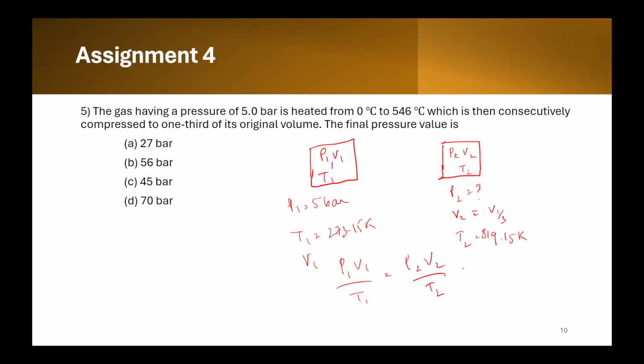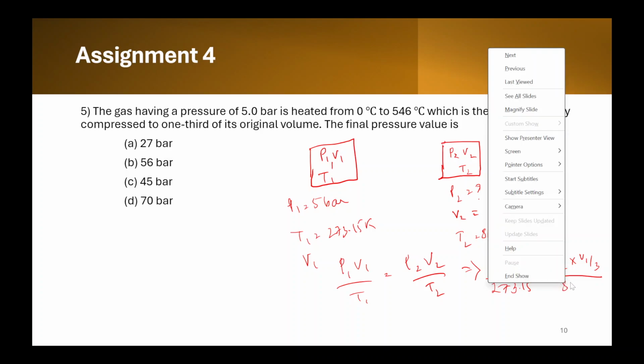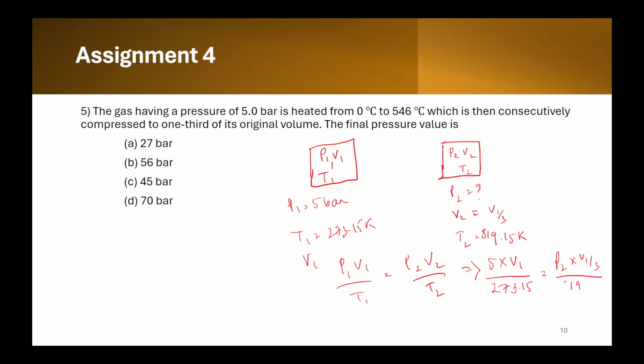So using the ideal gas relation, P1 is 5 bar, V1 we do not know, V1. Then T1 is 273.15, equal to P2 we do not know, V2 is related to V1, so V1 by 3, upon 819.15. So if we solve this, V1 will get cancelled.